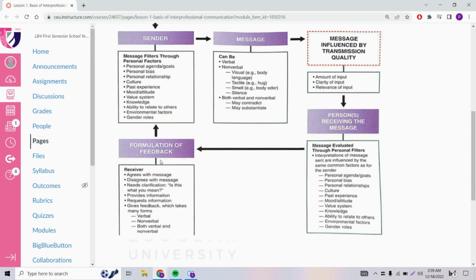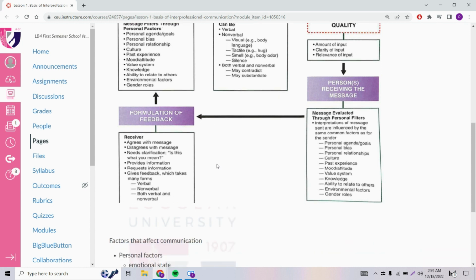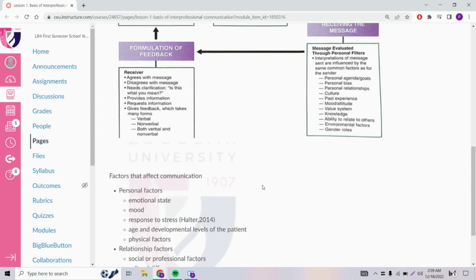When you say formulation of feedback, ano yung reaction mo? Ano yung reaction mo as the receiver? Do you agree? Do you disagree? If hindi ka sure sa sinabi sa'yo, you could clarify it. You could provide information, request information, give feedback, which would take many forms, either verbal, non-verbal, or both verbal and non-verbal.